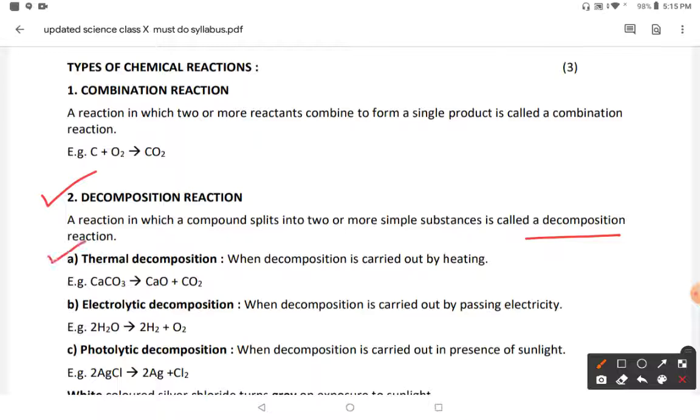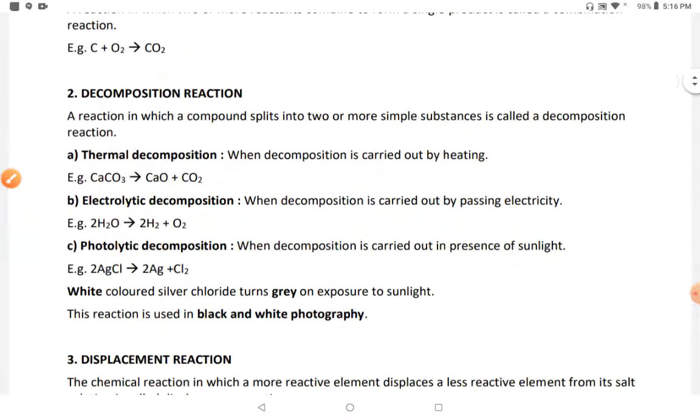One is thermal decomposition. It means when the decomposition is carried out in the presence of heat, that is called thermal decomposition. Electrolytic decomposition is when the decomposition is carried out by passing electric current. This is the most popular example. And the third is photolytic decomposition, when the decomposition is carried out in the presence of sunlight. Photo means light, and decomposition means the compound is split into two or more compounds or simpler substances. Now one by one we will study the examples.